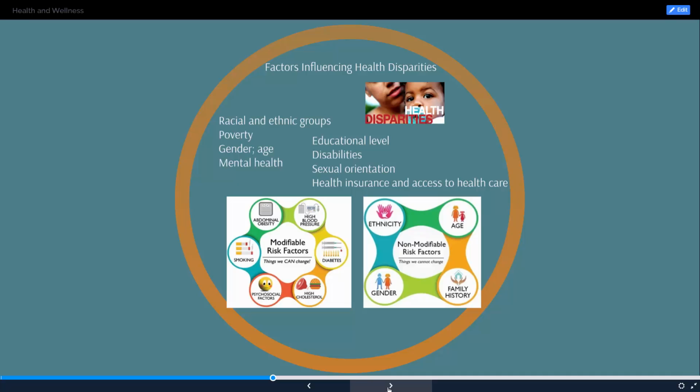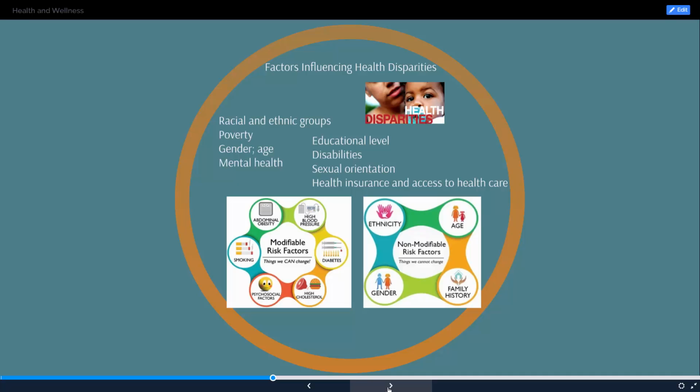Maybe their health insurance doesn't cover it, or they don't have health insurance. Maybe they have a disability. So all of those things you have to think about do influence health disparities. So it's basically a thought of equitability. Is it equitable? Are people getting equitable opportunities to have the same type of healthcare and health promotion and wellness?